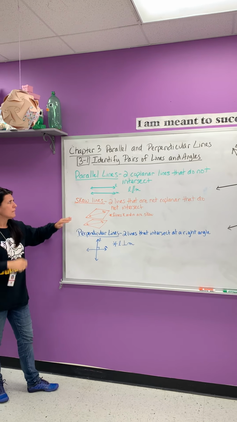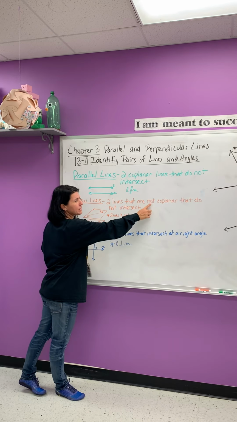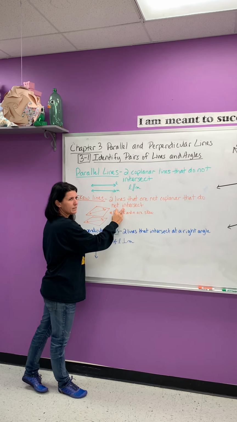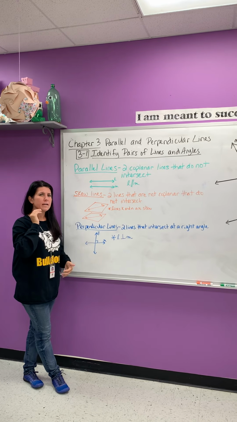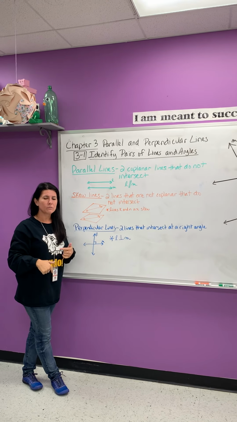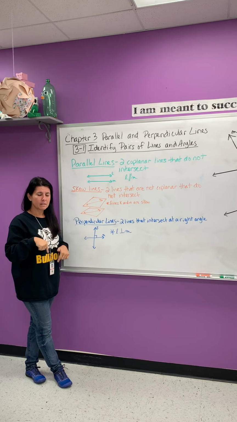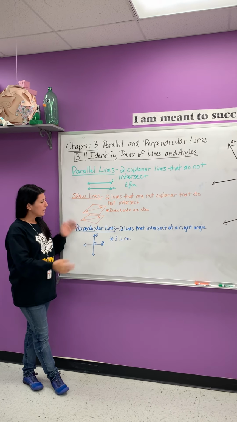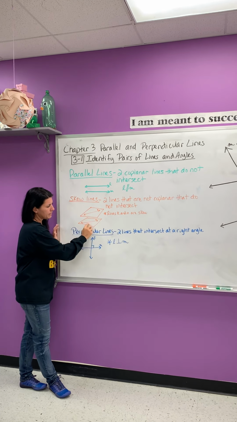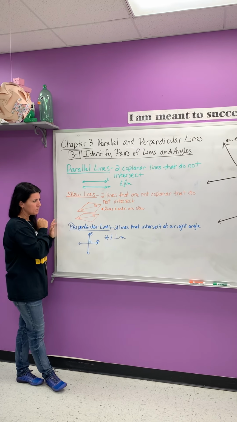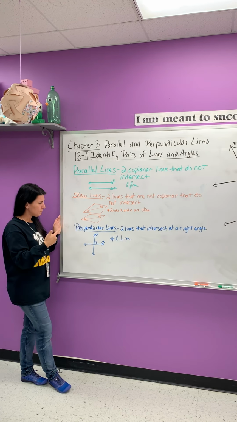Skew lines, comparing it to parallel lines, skew lines are two lines that are not coplanar, that do not intersect. So if you can imagine the ceiling and the floor and having a line on the ceiling and a line on the floor, they're two different planes, and they're never going to intersect. And that's what's in this picture. So this line K is on one plane, this line N is on another plane. They're skew because they never intersect and they're on two different planes.